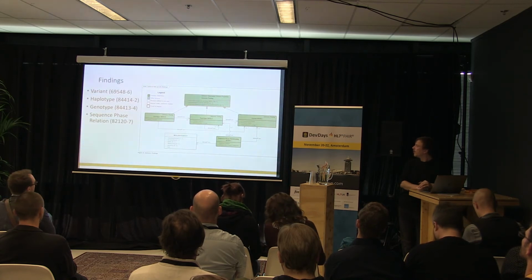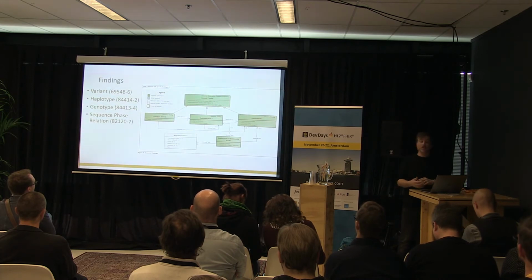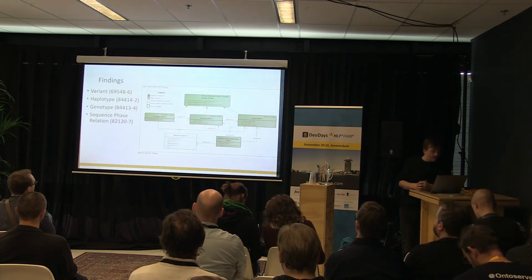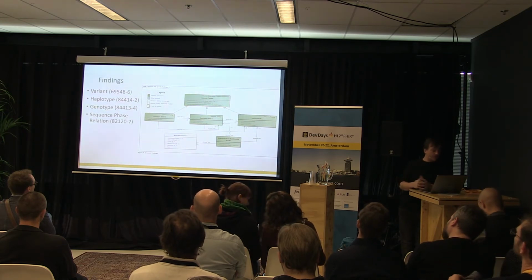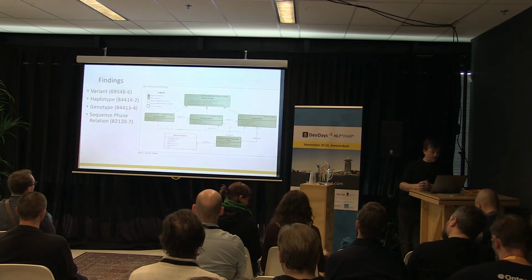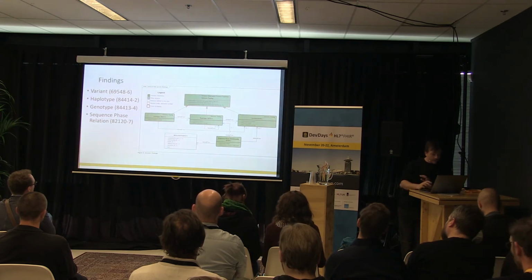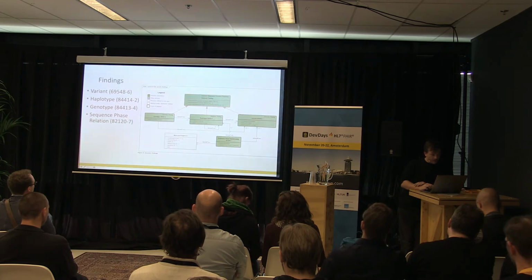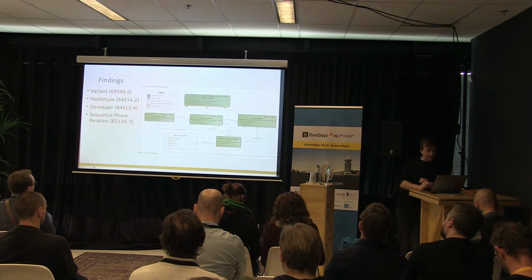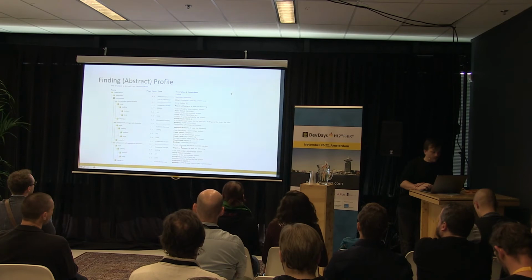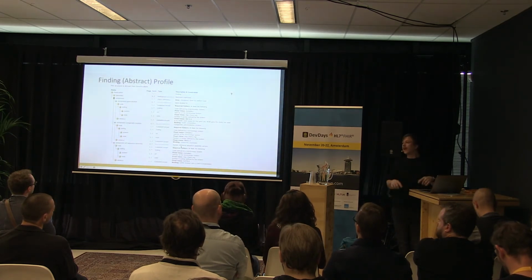So now we're coming to the most interesting thing, I guess, in my opinion, which are the findings, the actual variants. We have different profiles of the findings. We have the variant, the most used one. We have haplotype and genotypes, and a sequence phase relation, which is derived from either a molecular sequence, a haplotype, or a variant. This is how the abstract profile looks. Again, this was the one with the red surrounding.